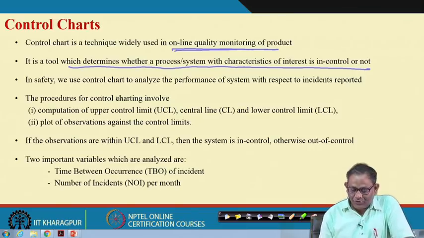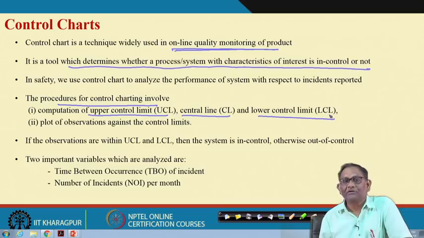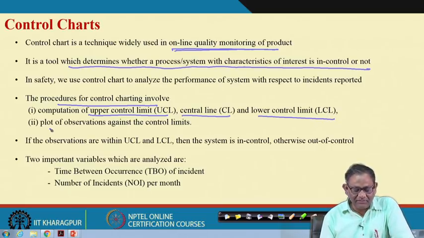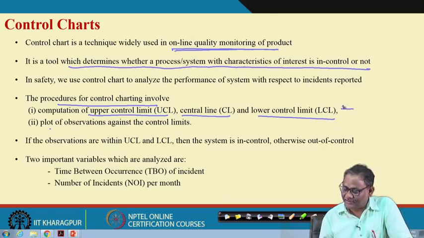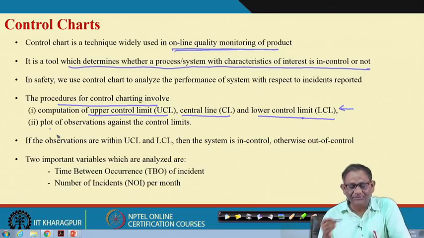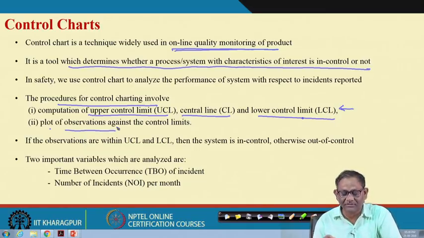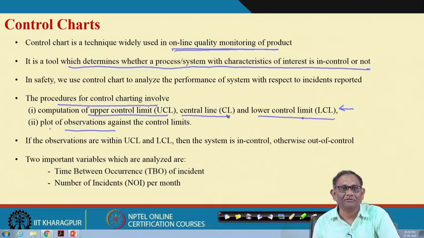So the procedure of control chart involves finding out the upper control limit, central limit and lower control limit, which we will discuss. Once these control parameters are identified, you will have the control chart in hand, and whenever you find any observation, you plot it on that chart and see the position of the observation with reference to the upper and lower control limits, and that is why it is used online.